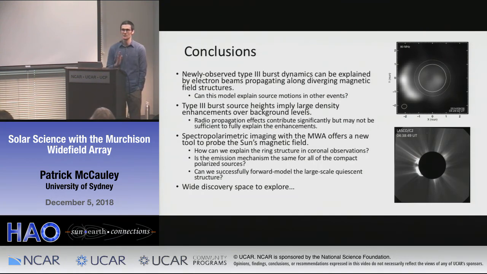What we're hoping to do, and the way that I did it, I started out being interested in the type 3 bursts, and then everything else that I talked about just came serendipitously out of this data set.